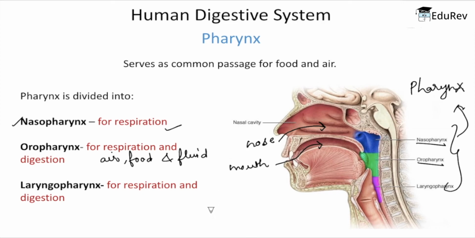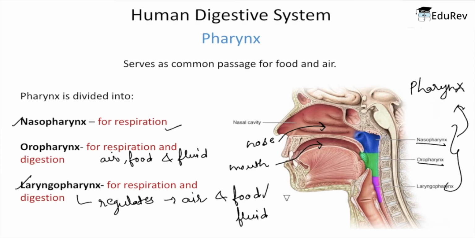Now the last or bottom part of the pharynx is the laryngopharynx. The laryngopharynx regulates the passage of air and food or fluid that you take. Whenever you eat, it directs the food into the esophagus directly, and the air that you breathe into the windpipe. So the laryngopharynx only helps in the regulation of air and food separately into the food pipe and into the windpipe.